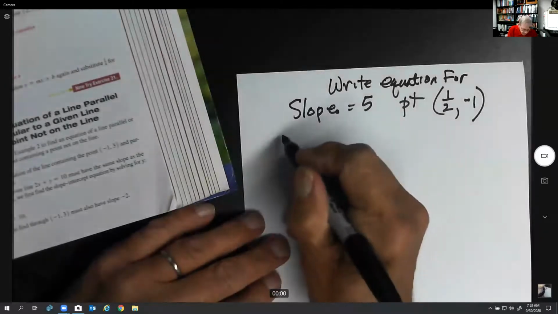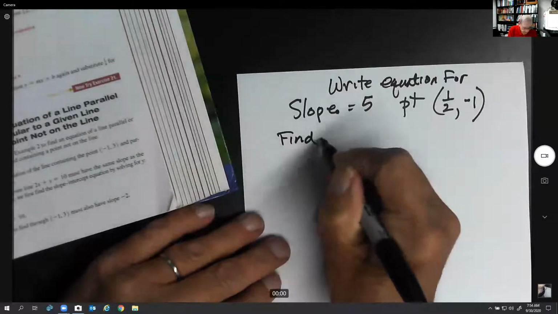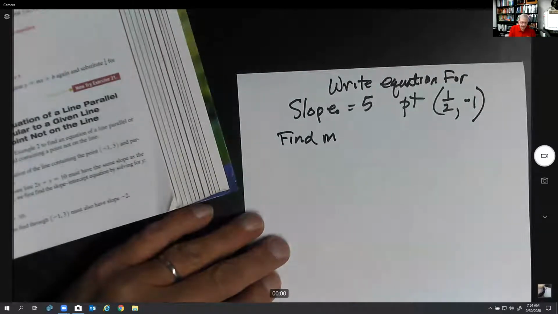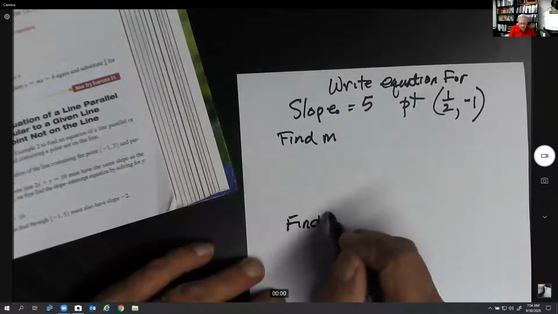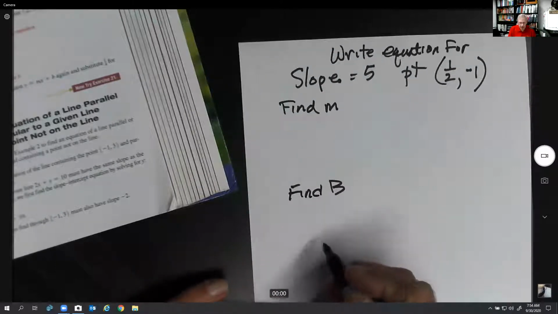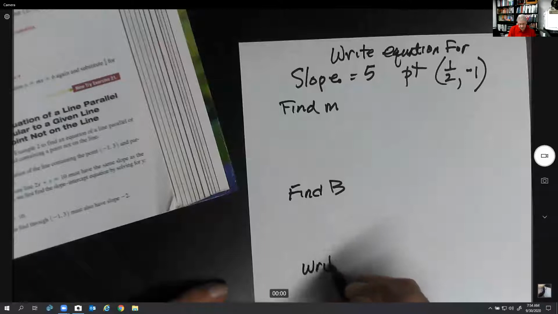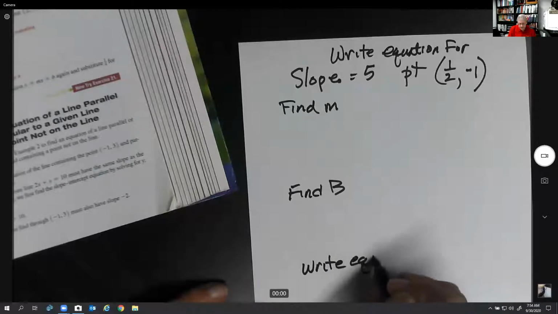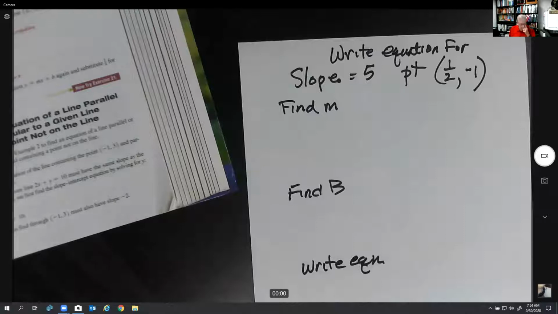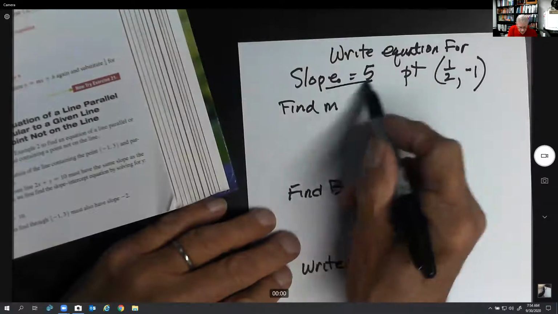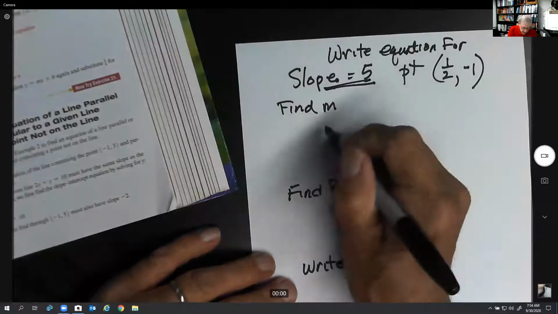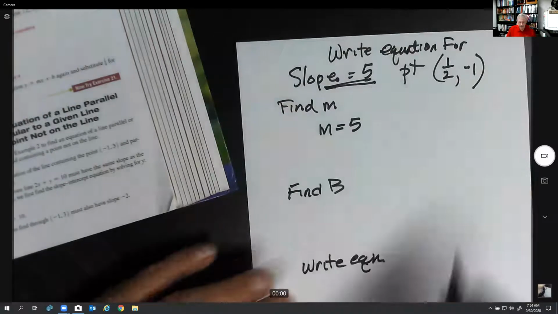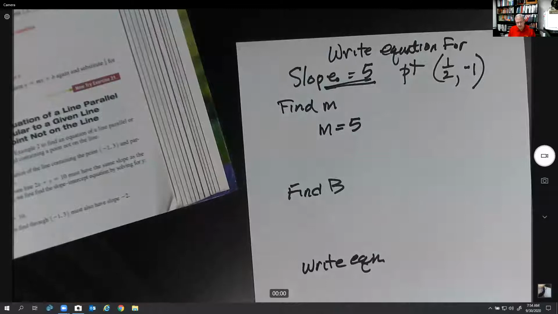Step 1, find m. Step 2, find b. Step 3, write an equation. And if you just follow these 3 steps, you'll be good. Now, step 1 is pretty easy because they told us the slope right here, but you always want to do that first, find that slope. So in this case, we know m is 5. That was easy enough.